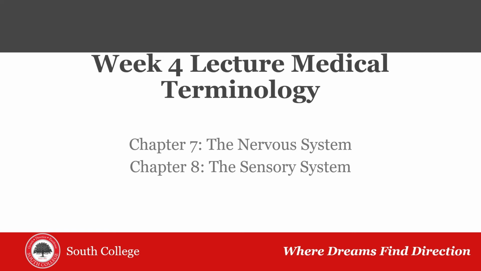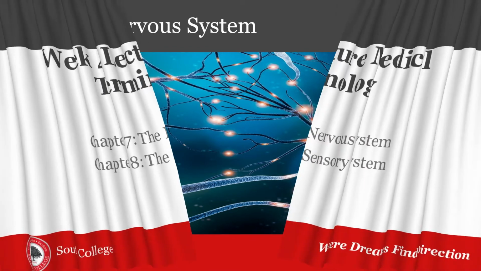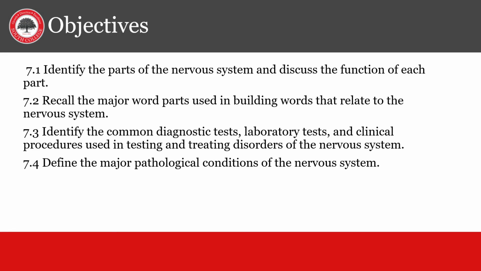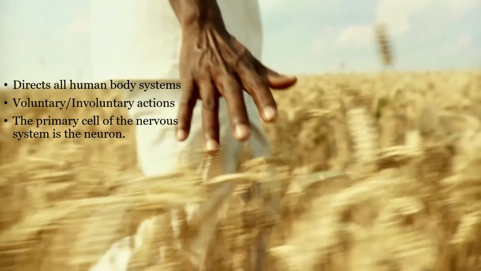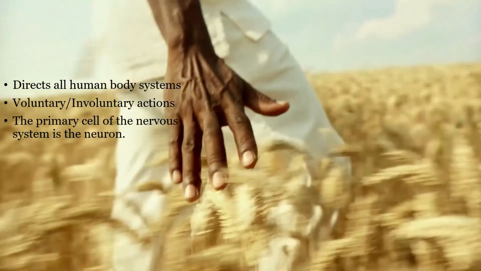We'll be reviewing the nervous system and its general components, followed by a closer look at the sensory system. Here is the nervous system. Here are your objectives. They're the same ones you have in Connect. The nervous system directs all human body systems, controlling both voluntary and involuntary actions of the body.